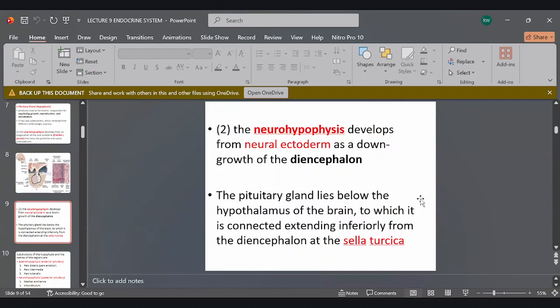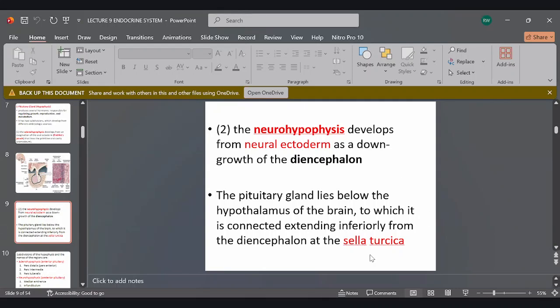Now, secondly, we have the neurohypophysis, which develops from neuroectoderm as a downgrowth of the encephalon. So this is the neurohypophysis, and this is its embryological origin. Then the pituitary gland lies below the hypothalamus of the brain, to which it is connected, extending inferiorly from the encephalon, and it sits in the sella turcica.